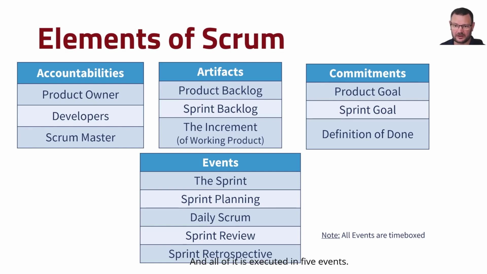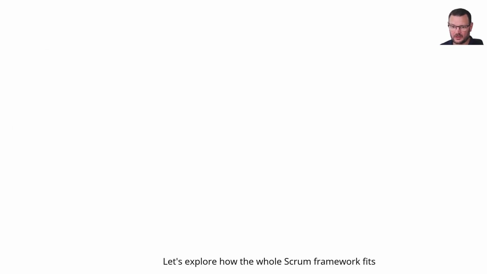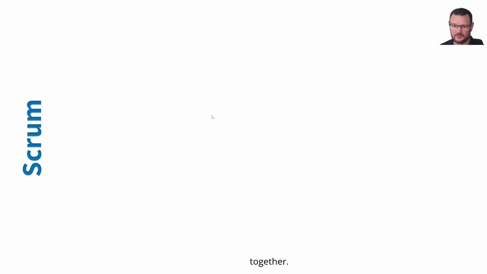And all of it is executed in 5 events. Notice the language. They're events. They're not meetings. They're not ceremonies. They're events to engage people. The container event is the sprint. And within the sprint, you have sprint planning, the daily scrum, the sprint review, and the sprint retrospective. Let's explore how the whole Scrum framework fits together.